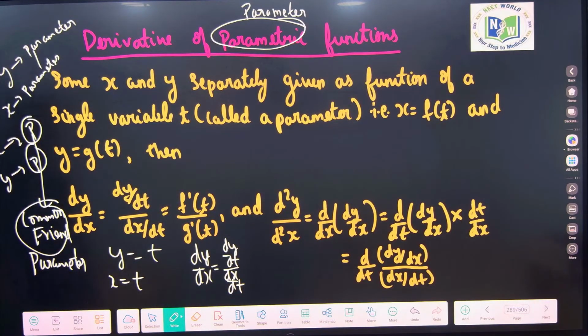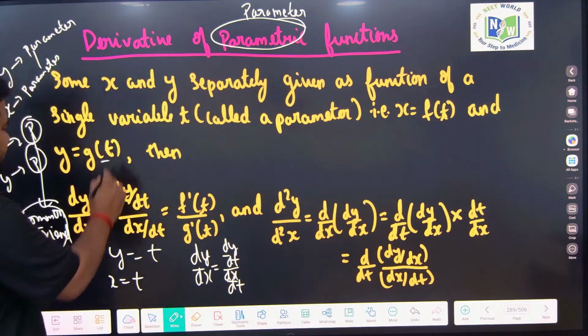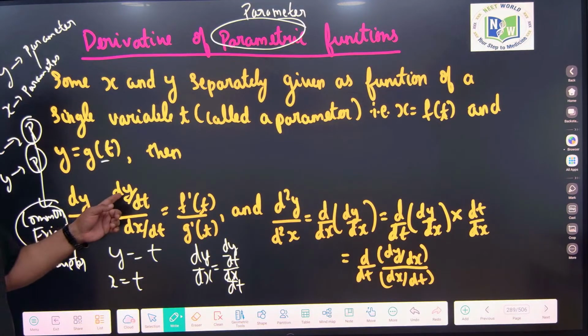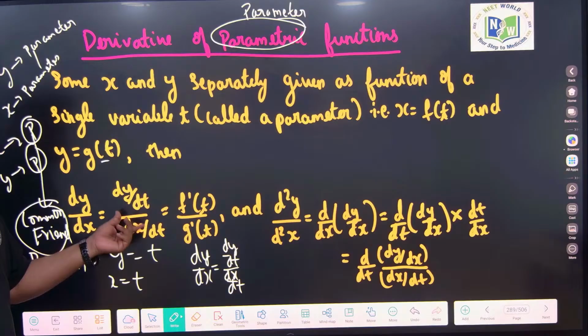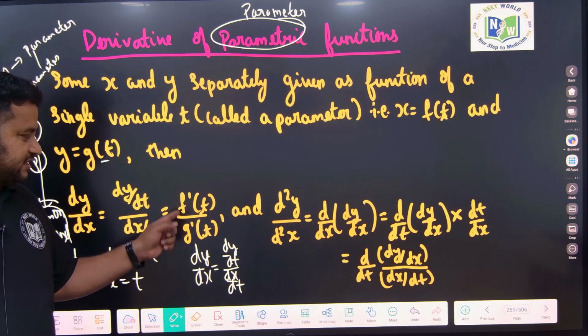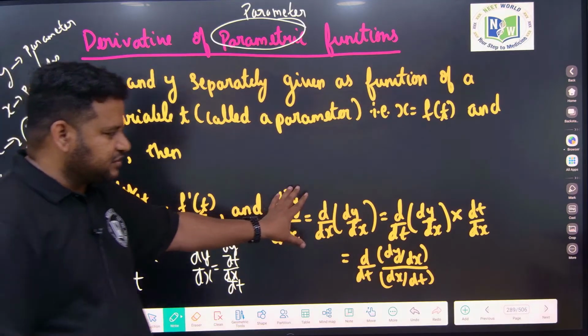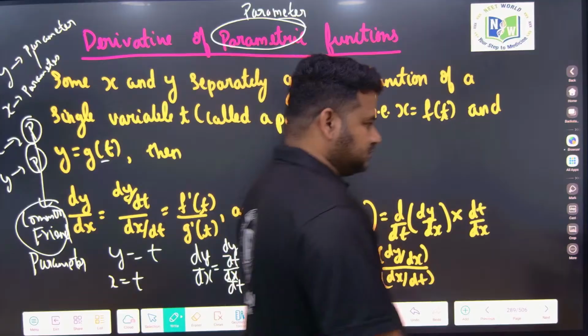Here x and y are separately given as functions of a single variable t, called a parameter. For example, x is equal to f of t and y is equal to g of t. Then dy by dx is what? dy by dt divided by dx by dt, or you can also write it as g dash t by f dash t. This double differentiation, don't worry now, I'll tell you later.